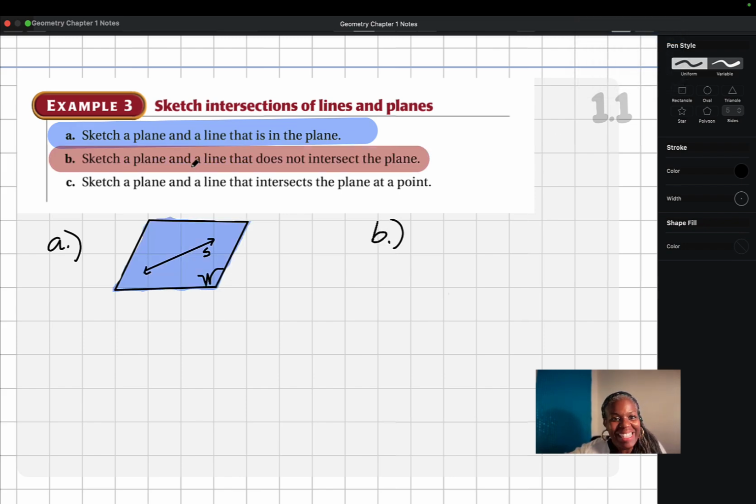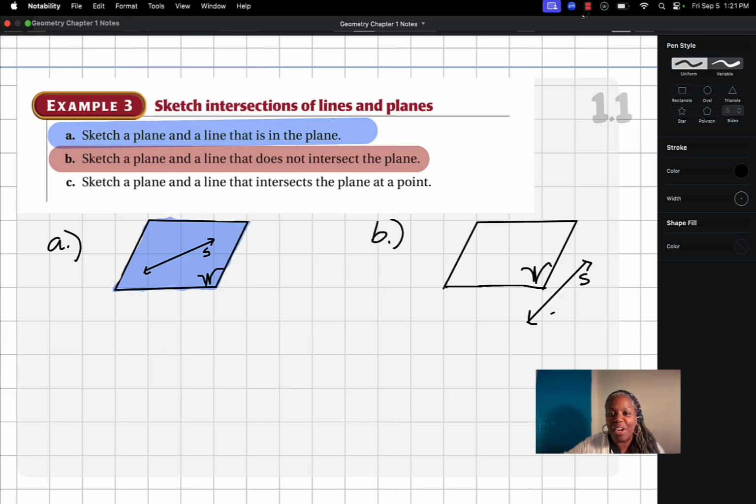It says sketch a plane and a line that does not intersect the plane. So we want a plane and a line that don't intersect. Again, I'm going to use my grid lines to create a plane. This is pretty good for me. And so now I need to make sure that I've created a line that does not intersect the plane. Does not intersect means it can't lay on it, it can't cut through it, can't do anything like that. So I've made this plane, and here I'm just going to draw another line over here. And this line in my mind is going to be kind of underneath that plane. And here's the situation. Let's call this line S, and we can still call this plane W.